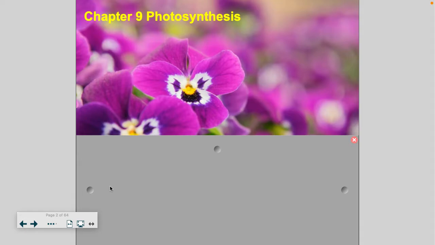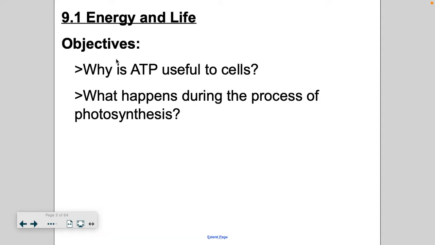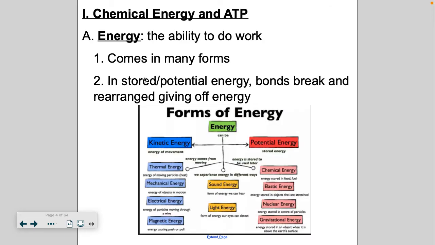So let's dive in. Today's learning objectives: I'm going to talk about an energy molecule called ATP and how it's useful to cells. And then I'm going to discuss very briefly the definition of photosynthesis. So in science, the definition of energy is the ability to do work.